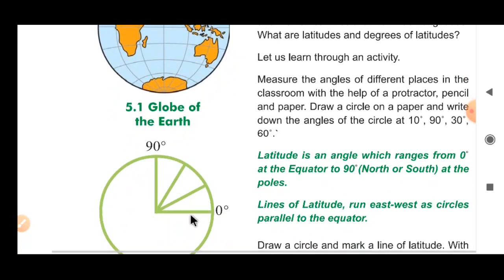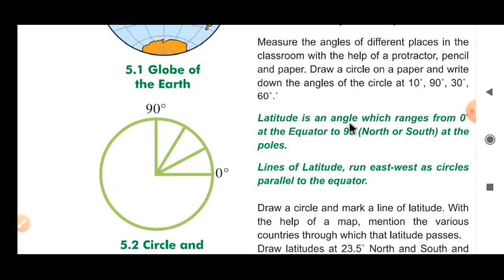Here is also a paper and a circle is drawn. So write down the angles of the circle. Here they have written down the circle and shown the degrees, 0 degree, 90 degree. In the same way you have to show 10 degree, 30 degree and 60 degree also.